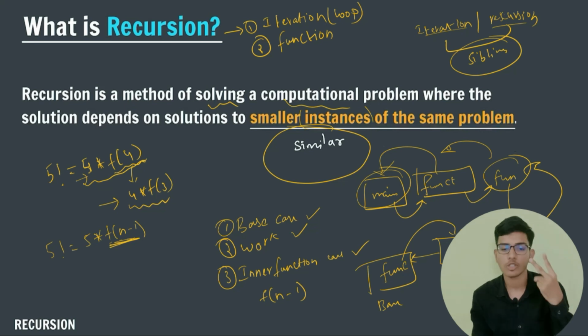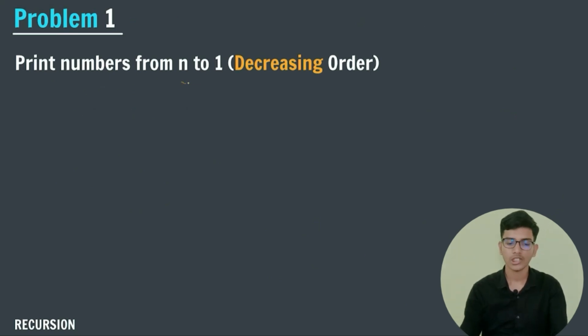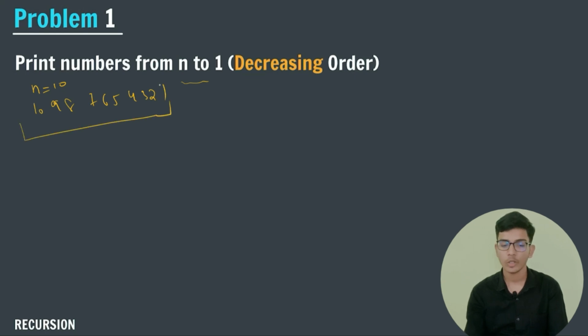To do this chapter, you should know two chapters before it, that is iteration and functions. If you have studied iterations and functions, then you are good to go. Let us talk about the approach for this question. We need to print the numbers in decreasing order. Let us consider that the user has given me 10, then I need to print 10, 9, 8, 7, 6, 5, 4, 3, 2, 1. In this fashion I need to print my output.